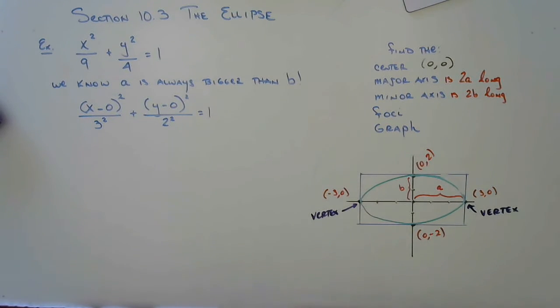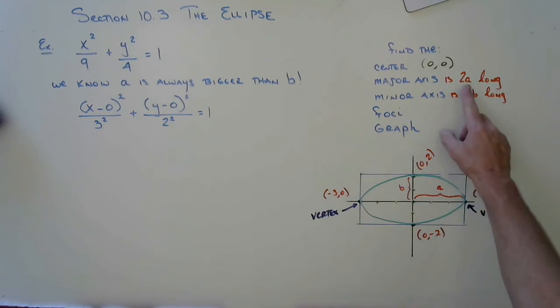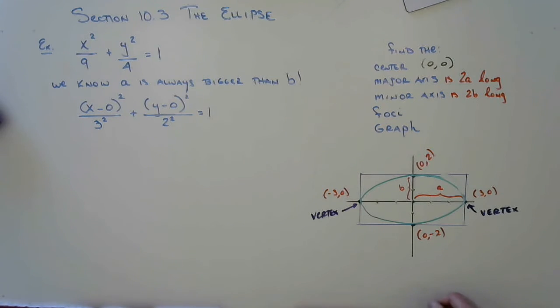So what are they going to ask us? They're going to ask us, where are the vertices? How long is the major axis? How long is the minor axis? The major axis is the longer one because A is always bigger than B. And the one thing we haven't talked about yet is foci. Where are the foci? Well, the foci for an ellipse are inside the ellipse.